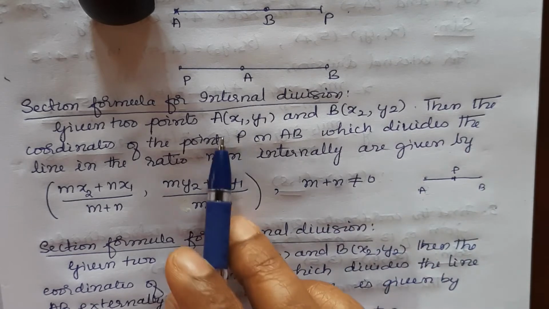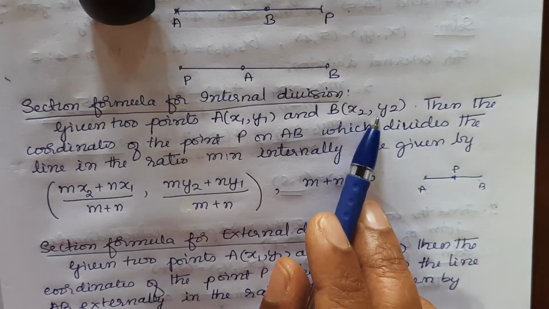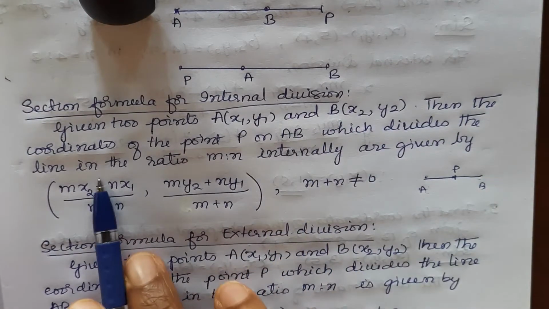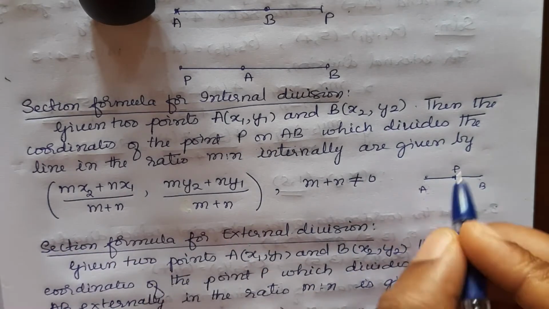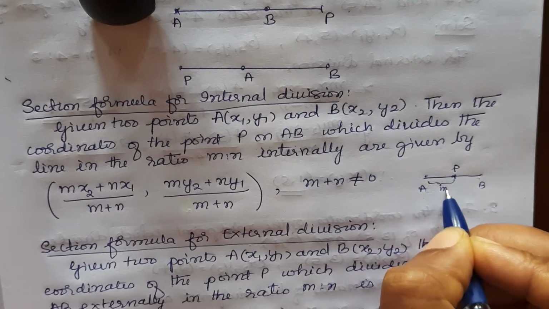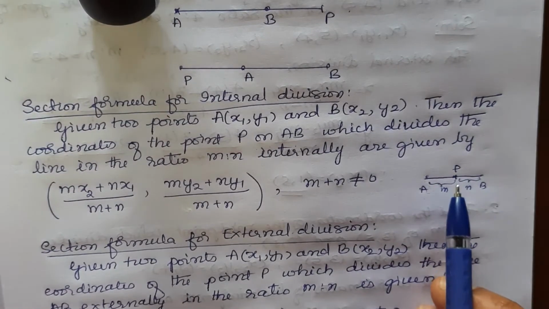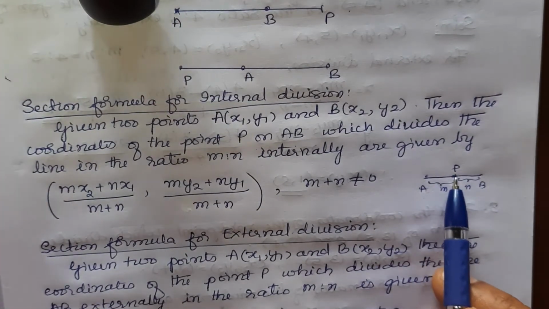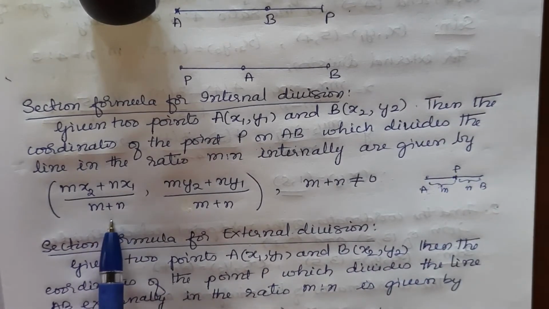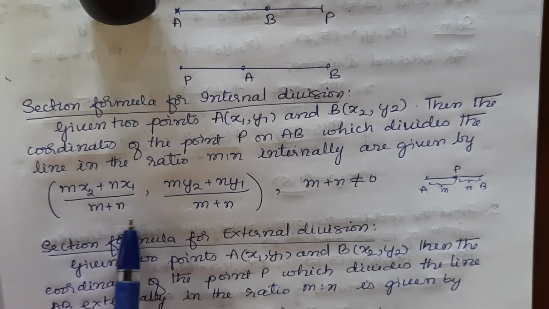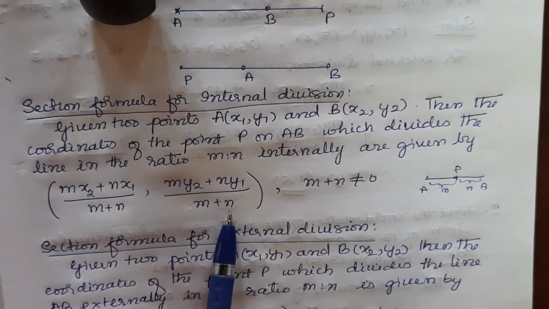If A is a point such that its coordinates are x1, y1, and B is this point such that its coordinates are x2, y2, then the coordinates of the point P on AB, which divides the line in the ratio m is to n, say this part the distance is m, then this part the distance is n. If P divides AB internally in the ratio m is to n, then the coordinates of this point P are given by (mx2 plus nx1) divided by (m plus n), (my2 plus ny1) divided by (m plus n).